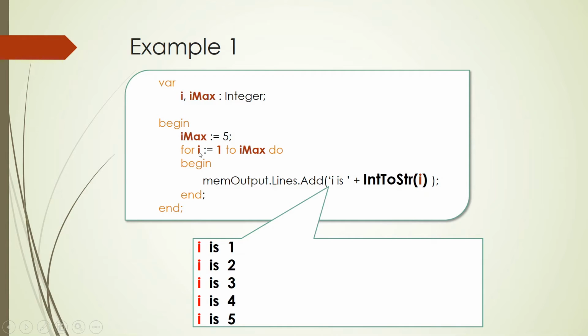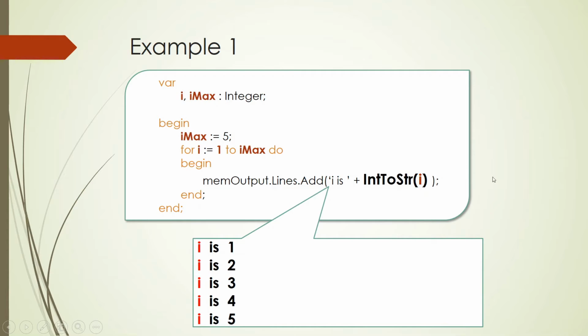It goes back up. When I is 2, it's going to display 2. It's going to go back up. When I is 3, it's going to display 3, the value of the loop counter variable. When the value of I is 4, it's going to display 4. And when the value of I is 5, it's going to display 5. When the value of I reaches 6, the loop will terminate and it will execute any statements after the begin and end block when the loop terminates.